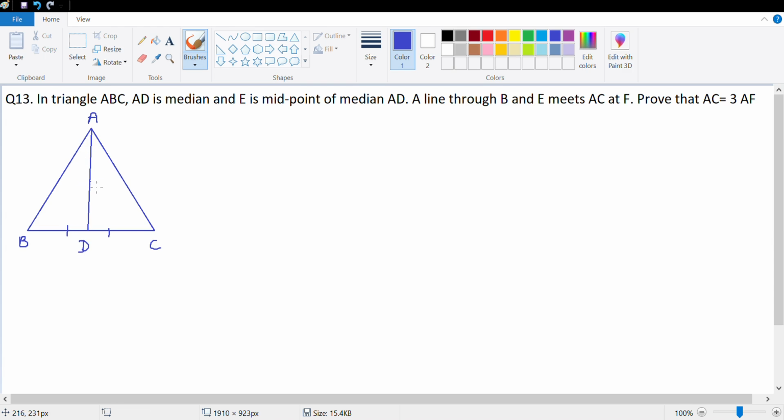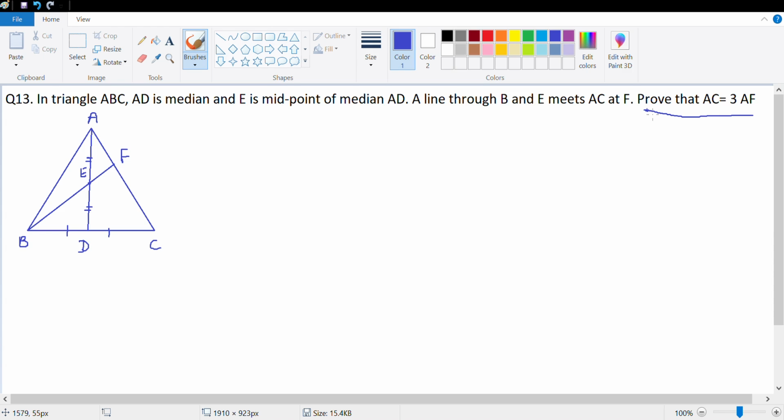Next, E is the midpoint of median AD. Let this be the midpoint. AE and DE are equal. Next, a line through B and E meets AC at point F. We need to prove that AC is equal to 3AF. Perfect. This is what we need to prove.